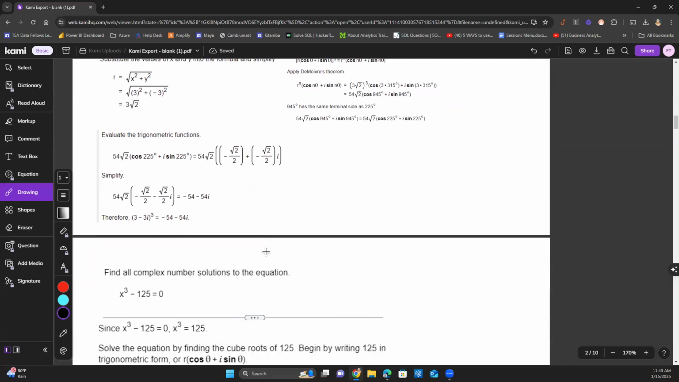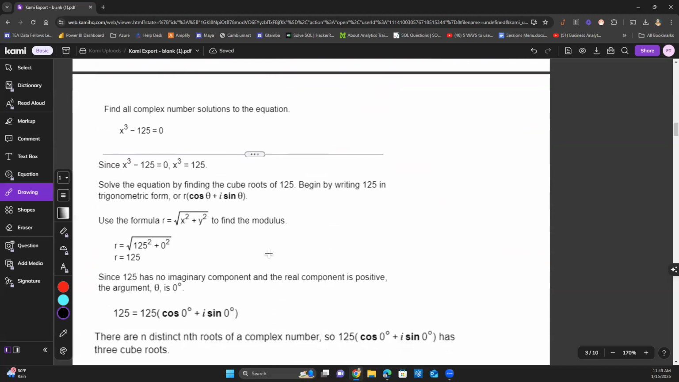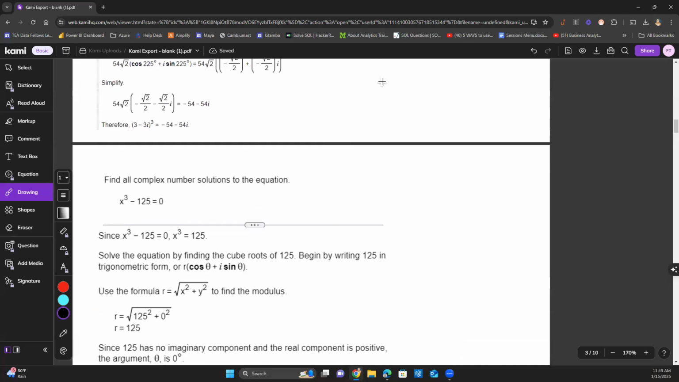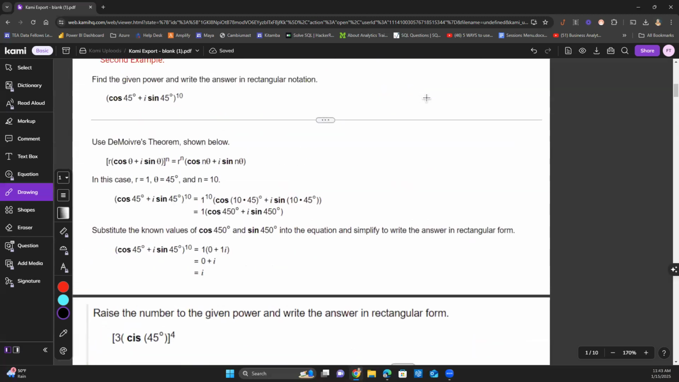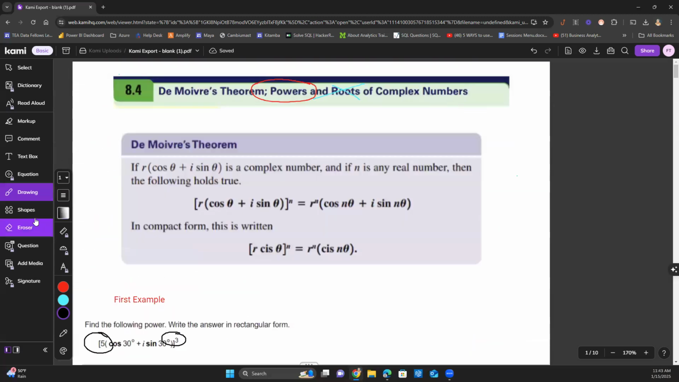The last example we're going to go over under 8.4 is if we have x cubed minus 125 equals 0. And actually, when I said I will not ask you questions about roots, I was wrong on this. So I'm taking it back. Here, guys, we will have the roots example at the end of the homework.